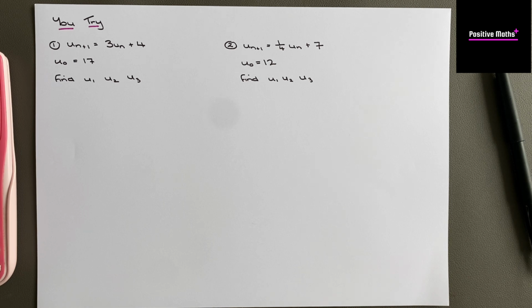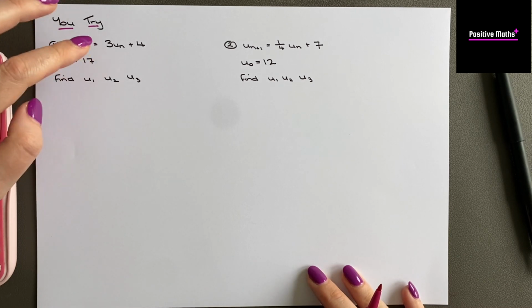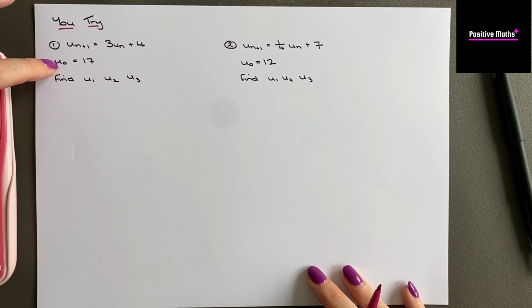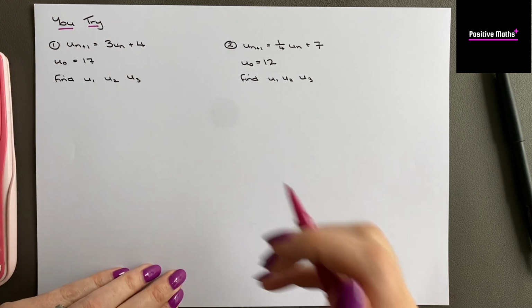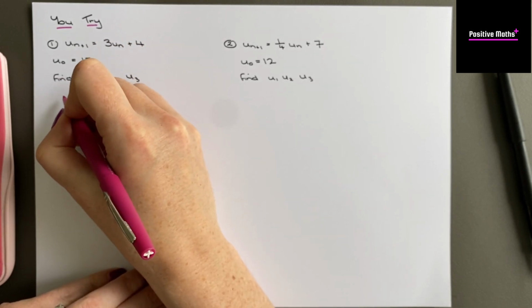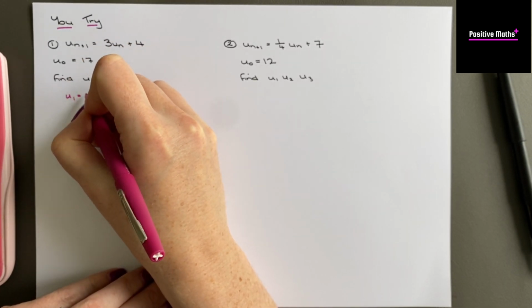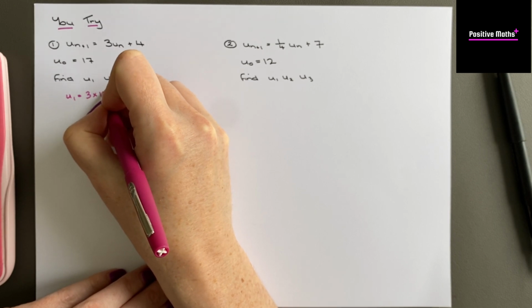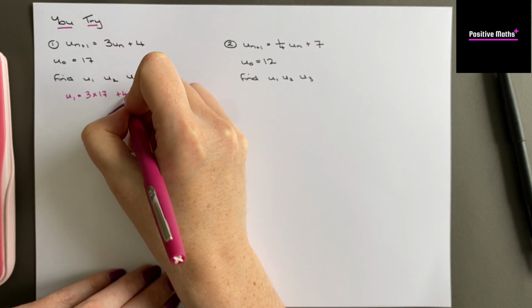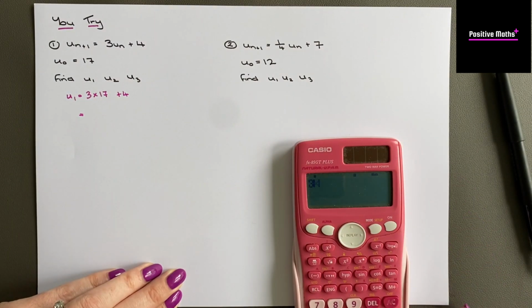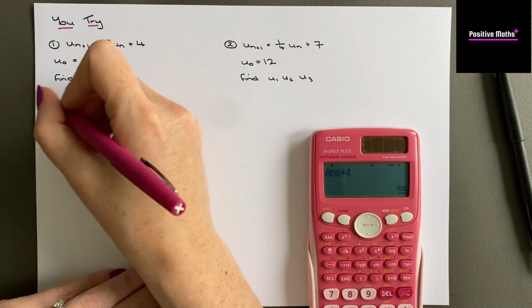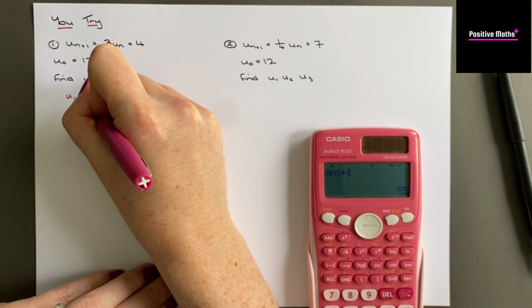Okay, so we've got the first one here, u(n+1) equals 3u(n) plus 4. We've got our u0 value, and we find u1, u2, and u3. I'm going to use a calculator for this one, just because it's not that nice a number. So u1 equals 3 times 17 plus 4. So 3 times 17 plus 4 is 55, and that will be our next value.